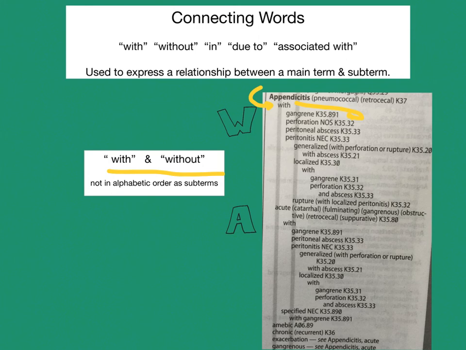So here's a good example with appendicitis. Note that even though with begins with W, it is listed as a subterm before these A subterms, such as acute or amoebic. So from here on down, it's all in alphabetical order, but these with connecting words are usually found immediately underneath the main term or immediately under a subterm before it starts getting into the alphabetization.